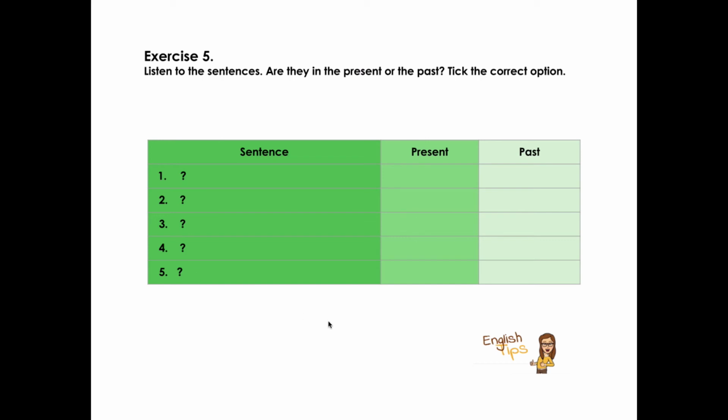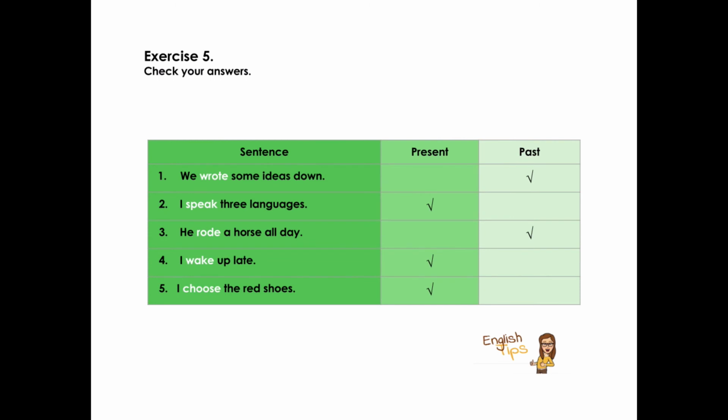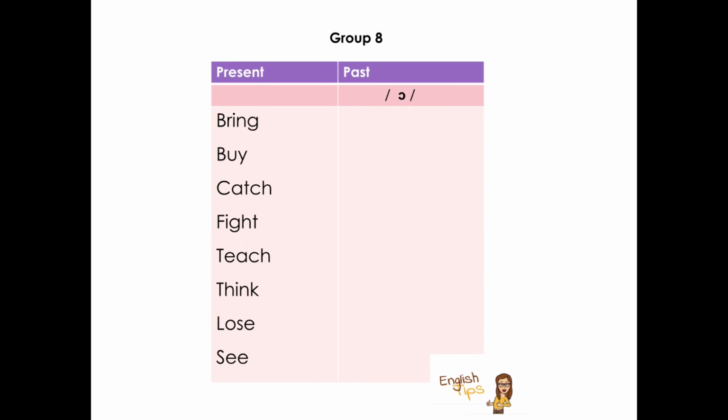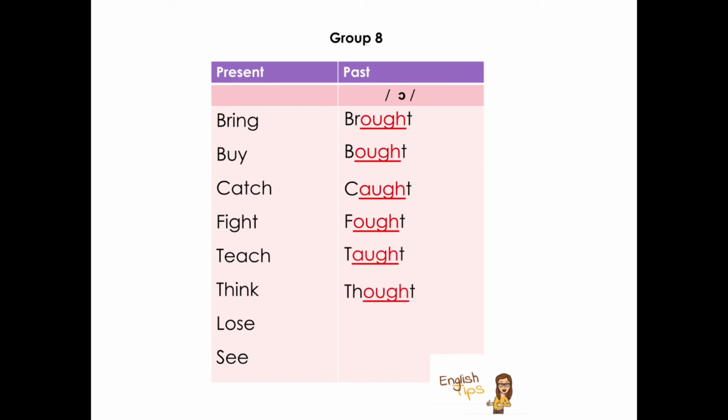Now check your answers. And we got to the last group, that's group 8. For example, bring turns into brought. Buy, bought. Catch, caught. Fight, fought. Teach, taught. Think, thought. Lose, lost. See, saw. Something important to remember here is the spelling pattern. O-U-G-H or A-U-G-H are pronounced O. Don't add additional sounds.